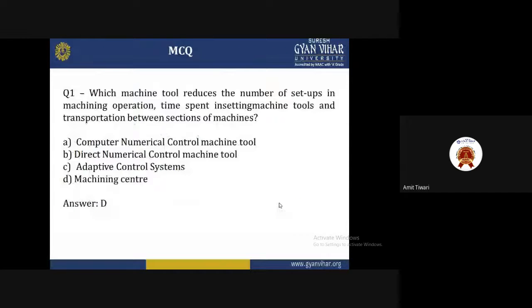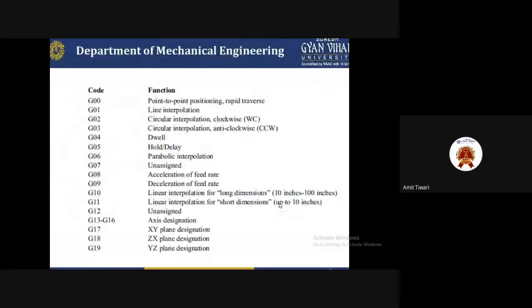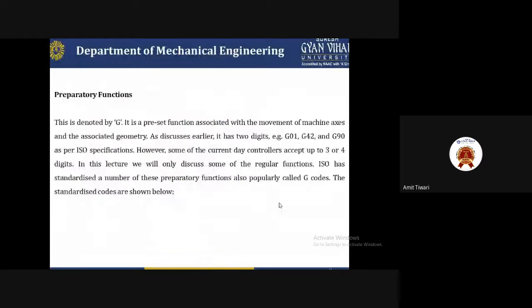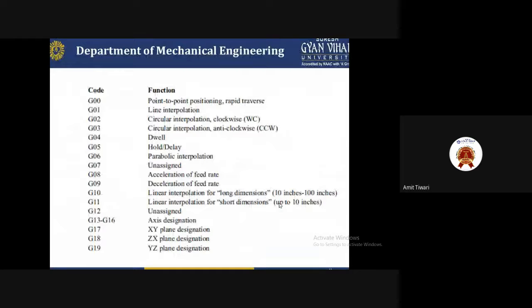Okay, now as you know, there are different types of codes. You can see these are the different types of coding available. As you know, the M codes are being used, that is, G00.